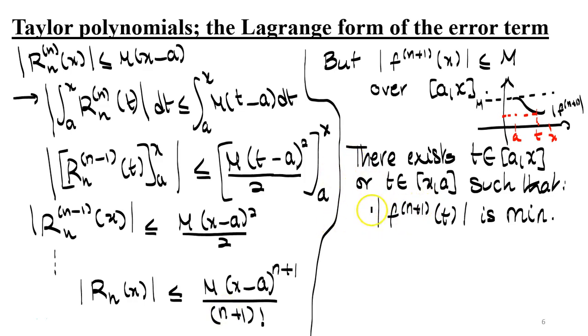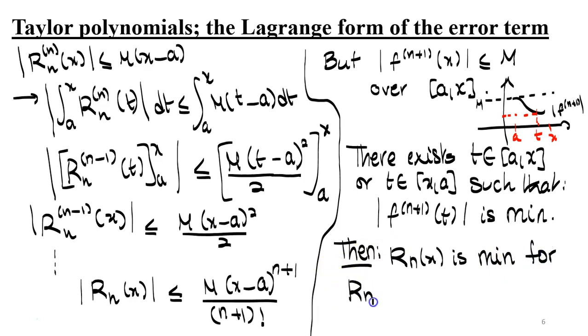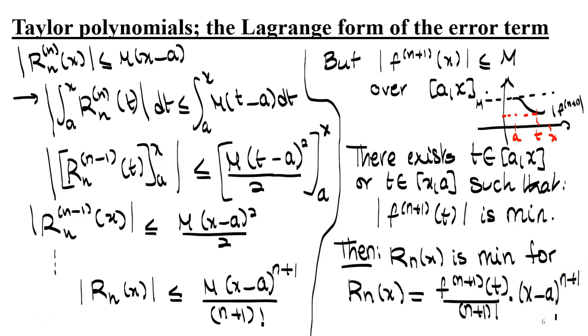So over here, in that case, Rn of x is minimum. Let me just write that: it is minimum for Rn of x equal to the derivative of order n plus 1 of f at t over n plus 1 factorial times x minus a to the n plus 1. And of course, that is for t between a and x.